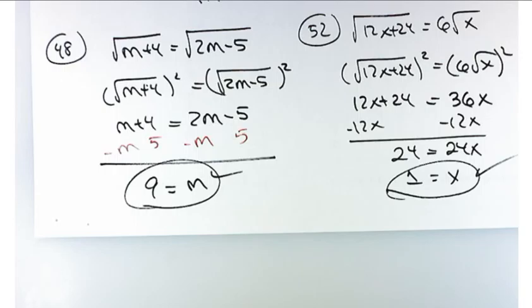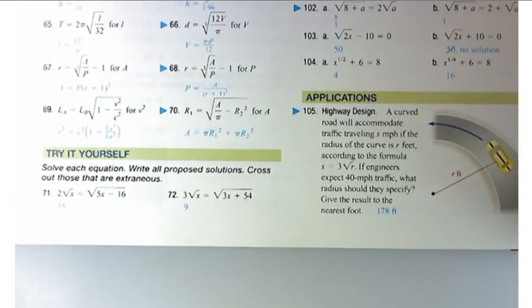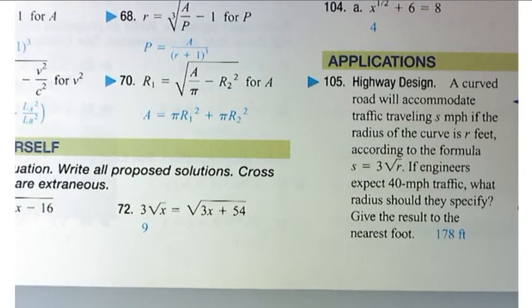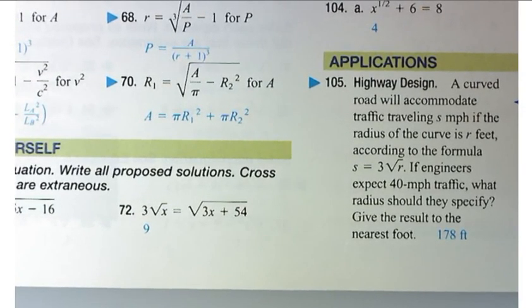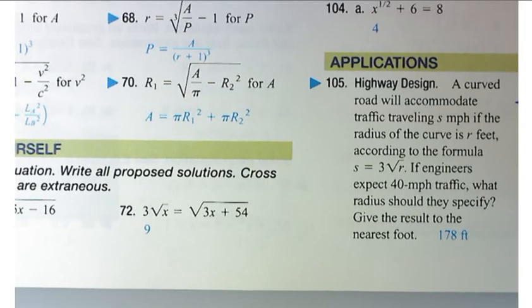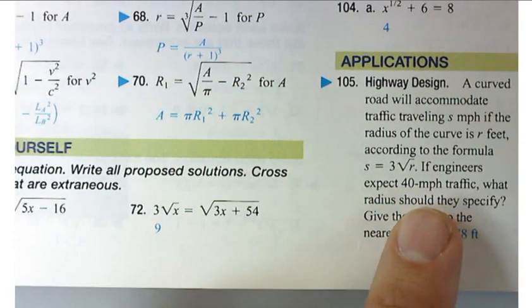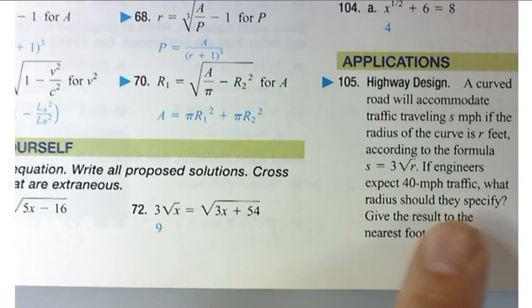Kind of a fun one to do is problem number 105. I think we might change it a little bit. Let's change it up to match the Detroit area. It says a curved road will accommodate traffic traveling s miles an hour if the radius of the curve is r feet. According to this formula, s equals 3 square roots of r. If engineers expect 40 mile per hour traffic, what is the radius that they should specify?